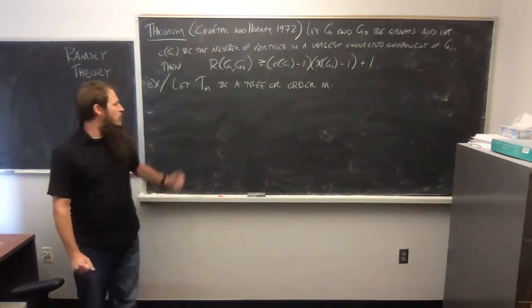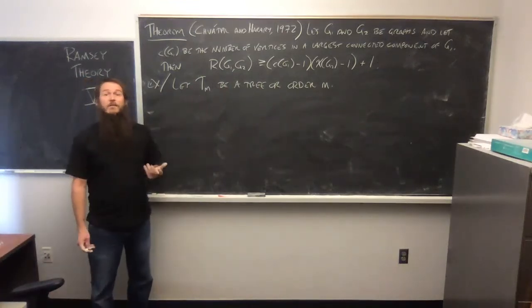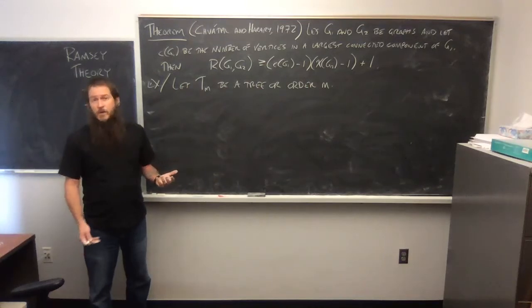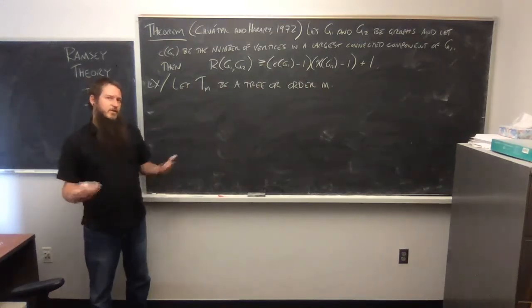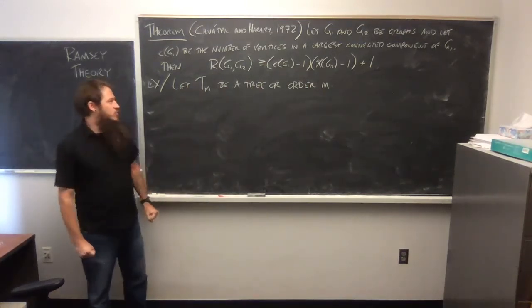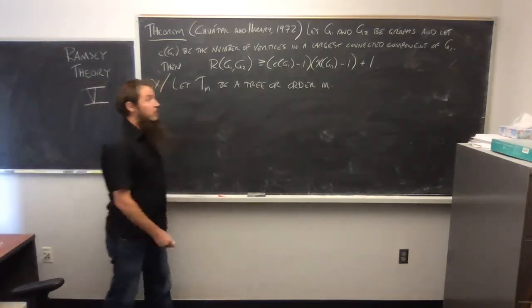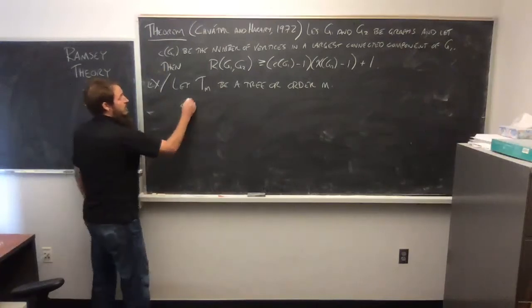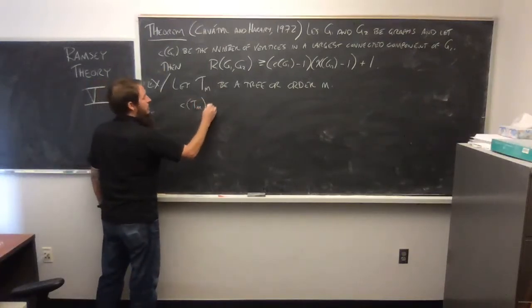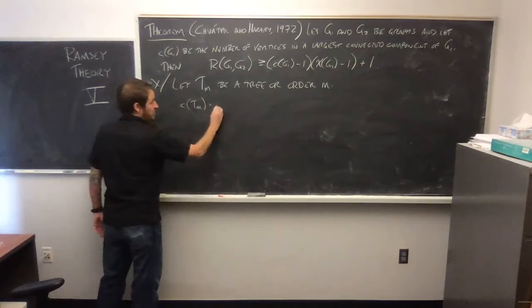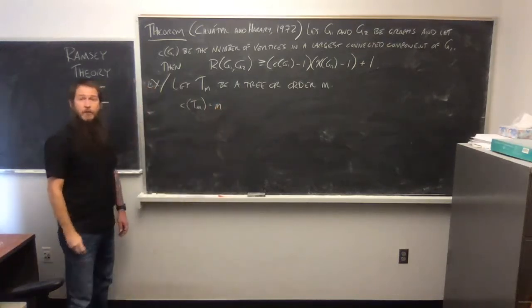And remember the definition of a tree, it's just a connected graph that's acyclic. There's also a lot of equivalent definitions, but that's really the main one that's usually given. So let T_m be a tree of order m. Well, because it's connected, if we look at c of T_m, well, it's connected, so we just get m back. It's just the order of that graph.